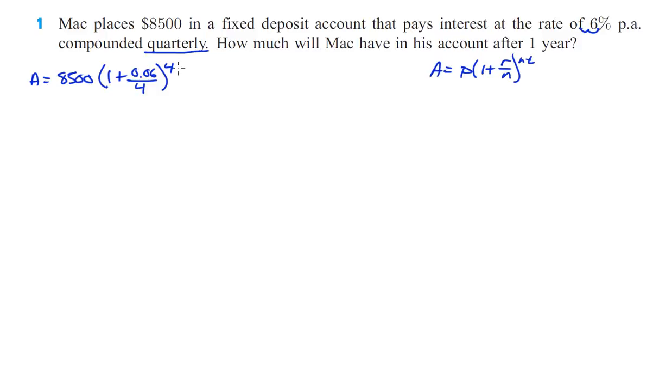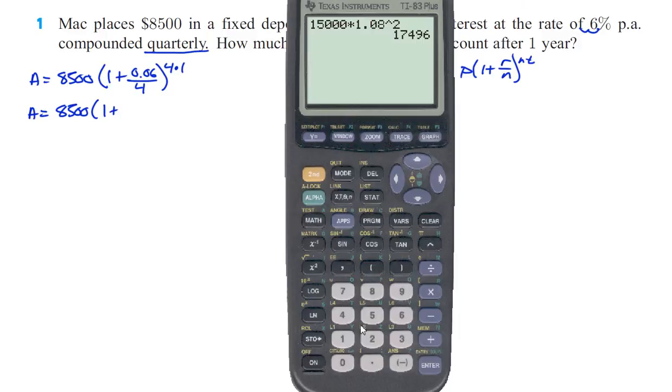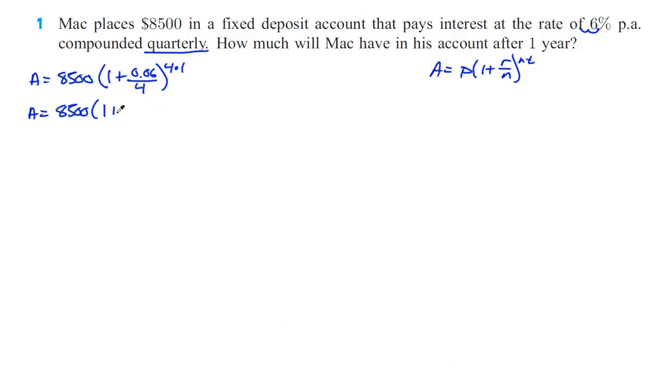Okay, so we also now have to multiply that by the number of years, and that happens to be 1 here. So we get A equals 8,500 times 1 plus, let's see, 0.06 divided by 4 gives us 0.015. So 1.015, all to the 4 times 1, is 4th power.